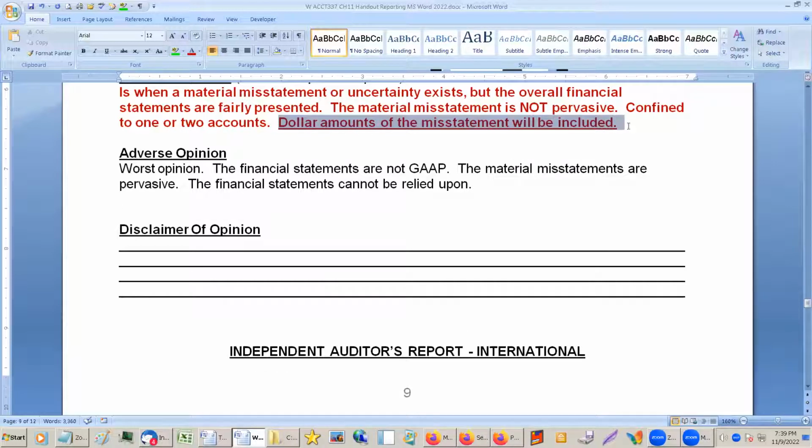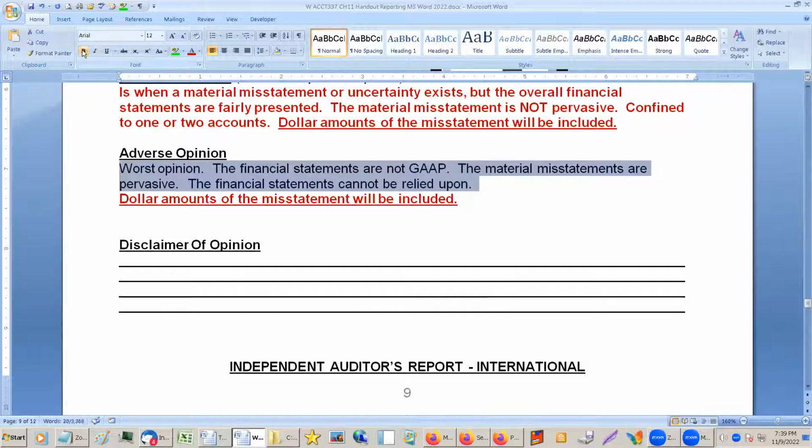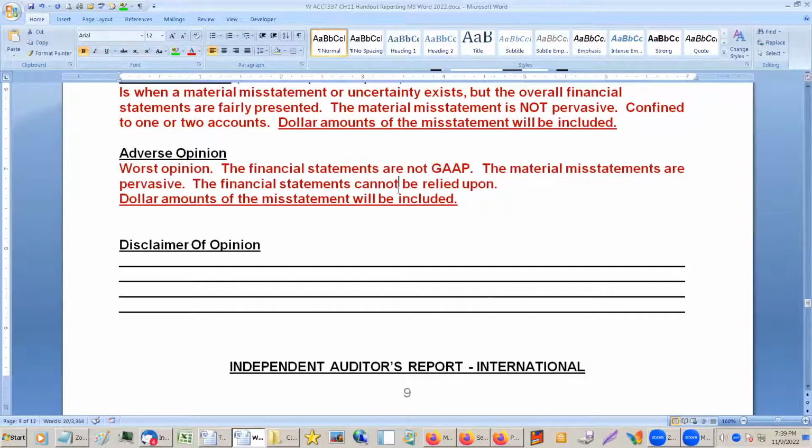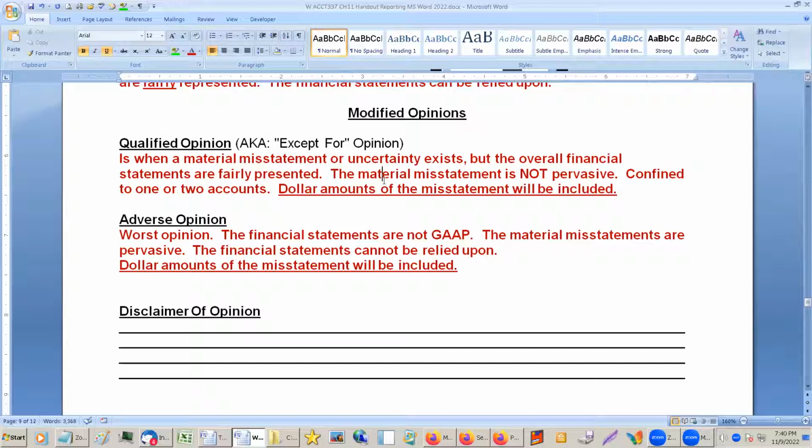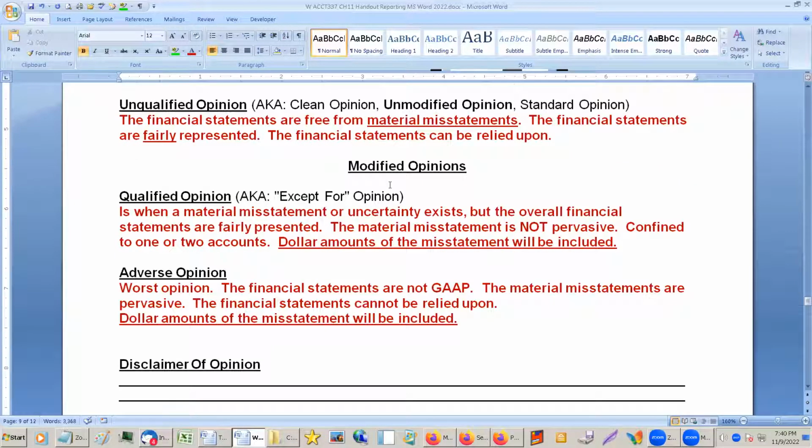And again, just like this other one, the dollar amounts will be included. So for qualified and adverse opinions, the dollar amounts that they're off by are going to be put in the audit report if you don't change it. Now, do these opinions happen? Yeah, sometimes they happen. But it usually happens out of more of a, I don't know what you want to call it, a passion or something rather than logical thinking.